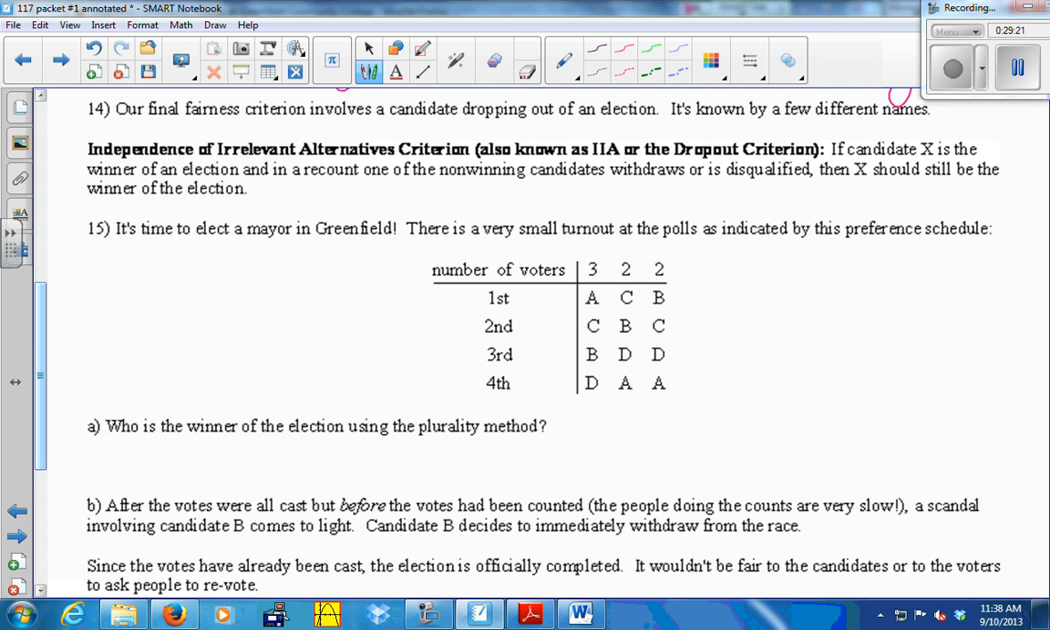So we're going to elect a mayor in Greenfield. There's a very small turnout at the polls, and this is our preference schedule. There were 7 voters. Who's the winner using the plurality method? A. That's where we just count first place votes, and the winner is the one with the most. A.